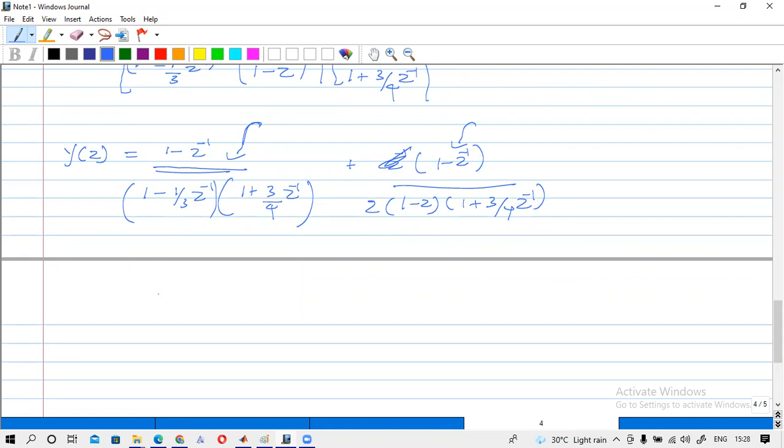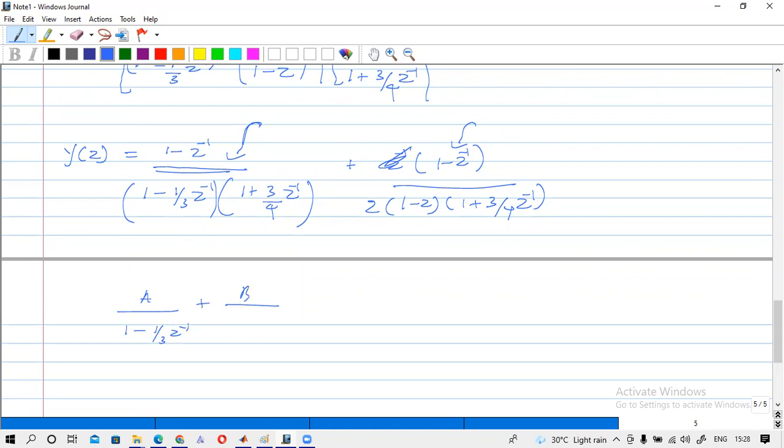So I think this partial fraction may be this, no? A 1 plus 1 by 3 z minus 1 plus B 1 plus 3 by 4 z minus 1. I think this is okay, no? I'm not sure actually.